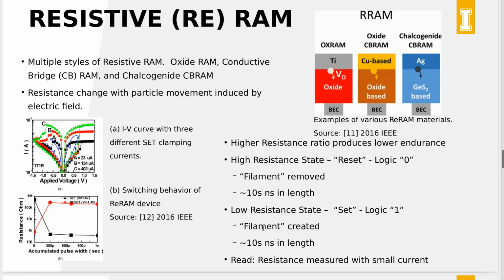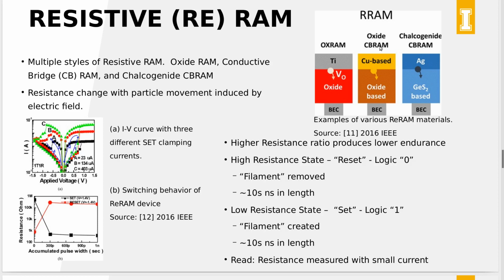Several examples can be seen in the top right, where you have oxide RAM, where you have oxide vacancies grown into an oxide based off of the magnitude of the electric field that will produce, in say hafnium dioxide as an example, a path of hafnium ions that will have a relatively low resistive state.